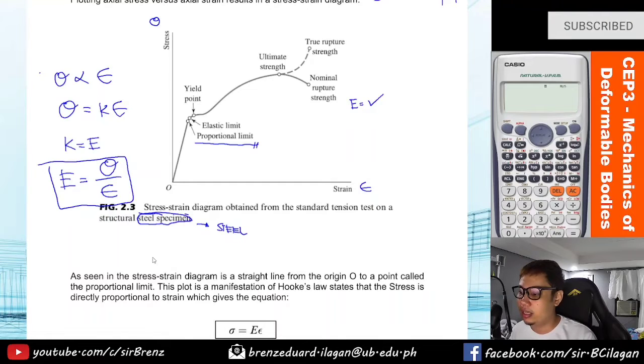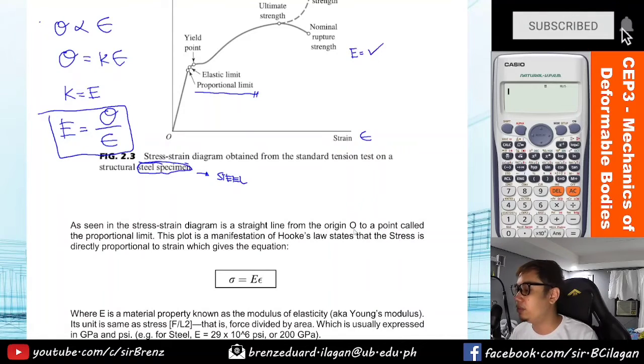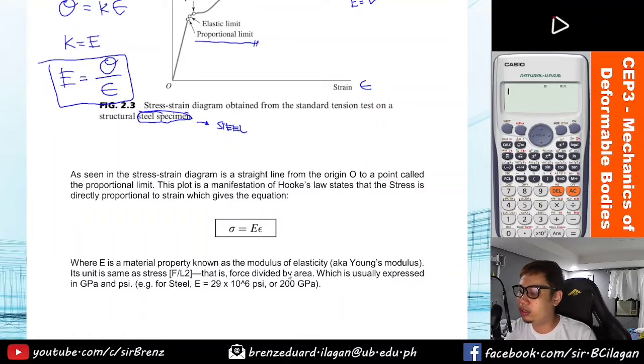So, ayan yan. Ito pala, pinakita sa baba. As seen in the stress-strain diagram is a straight line from the origin O to a point called the proportional limit. So, this plot is a manifestation of Hooke's law. Okay, so Hooke's law pala yan. It states that the stress is directly proportional to strain, which gives the equation. Yan. So ito din yan. So ginawa ko lang yung E ko, inilet ko muna siyang K or yung constant K, where E is a material property known as the modulus of elasticity or also known as the Young's modulus.